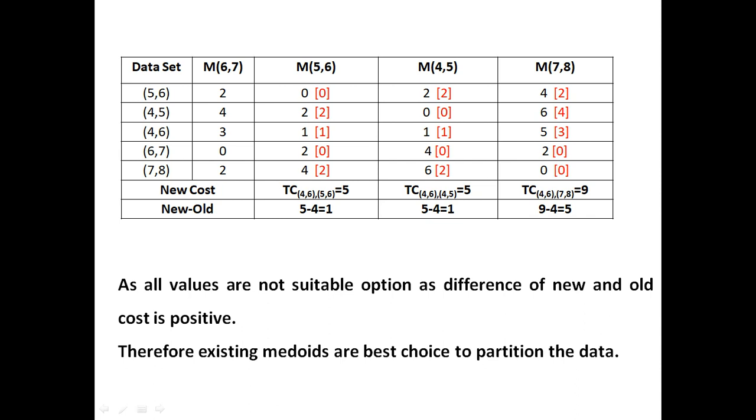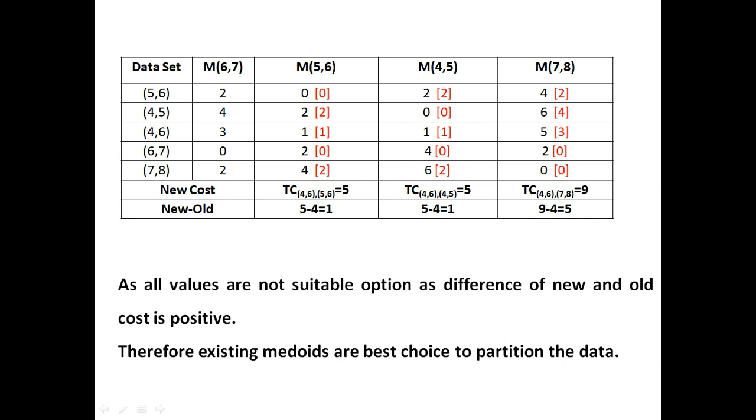So in this way, after comparison, we are getting the total cost of changing the medoid from 4, 6 to 5, 6, 4, 6 to 4, 5 and 4, 6 to 7, 8. The costs we are getting are 5, 5 and 9 and our old cost is 4. So 5 minus 4 is 1, 5 minus 4 is 1 and 9 minus 4 is 5.